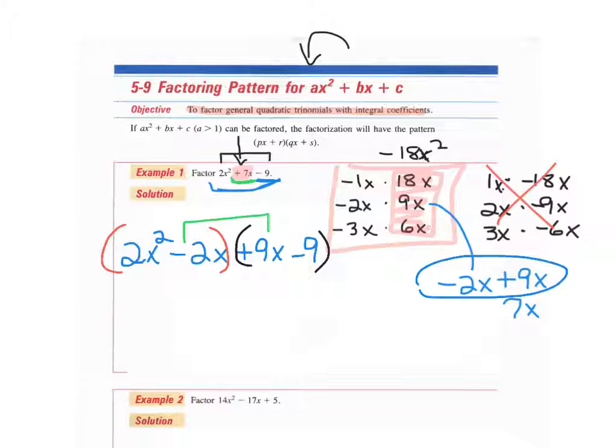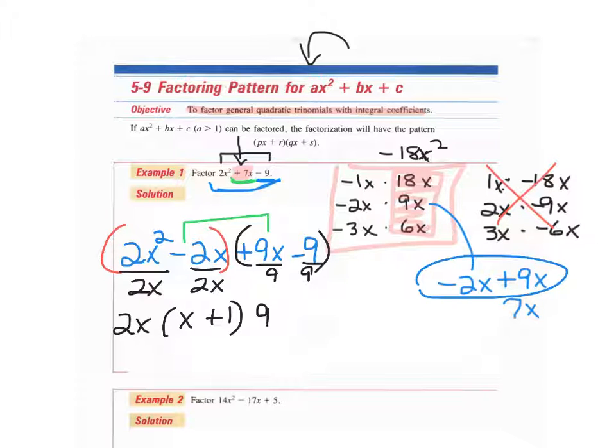So for here, my greatest common factor is 2x. So I'm going to factor that out. What remains is x plus 1. I'm going to factor out a greatest common factor of my second group, which is going to be 9. Positive 9. And again, I'm left with, I'm sorry, my sign's wrong here. This is a minus.